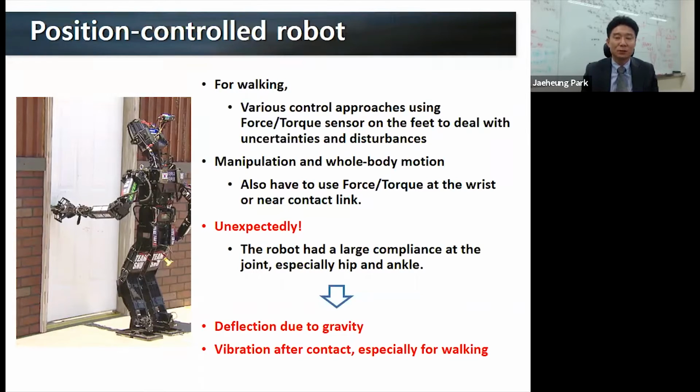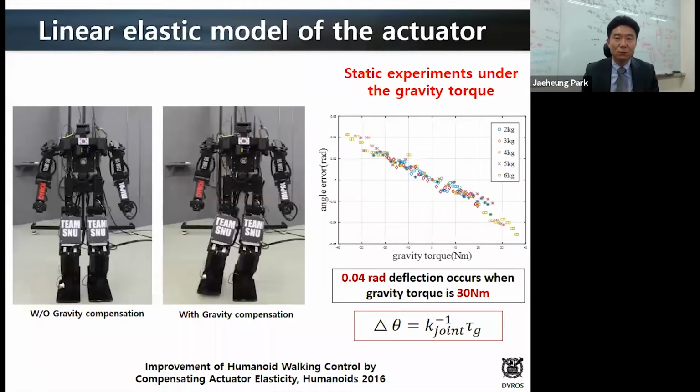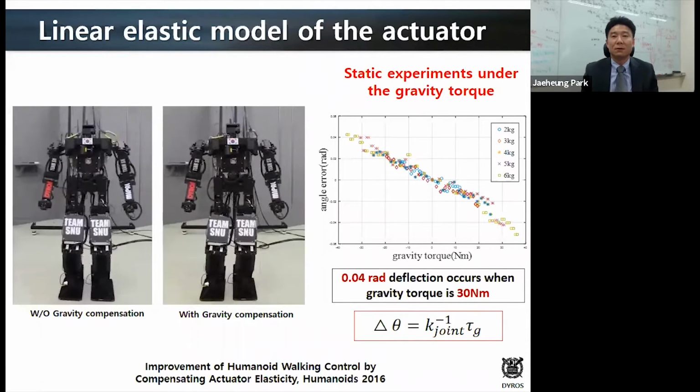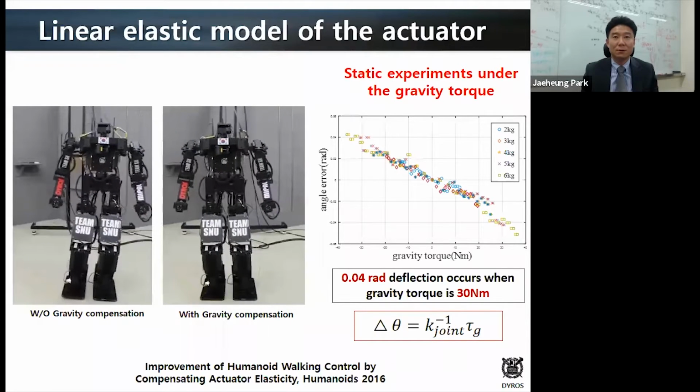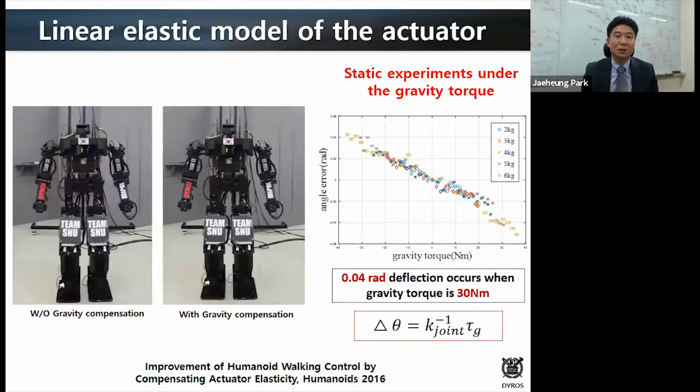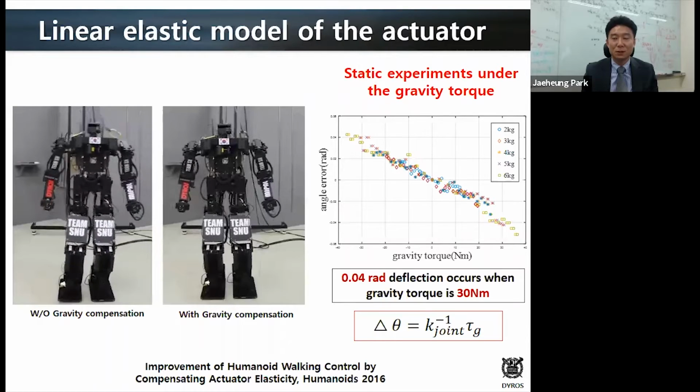The robot had very large compliance on some of the joints, and those were the hip and ankle. The reason is probably the one that I explained before, right? Because of that, we have deflection due to gravity, and this deflection creates a lot of problems for walking and other motions. So we had to take a look at what was going on with the actuator module, and we found that the gear has compliance. Luckily, we found that this is quite linear, so that we can estimate this deflection from a linear model.